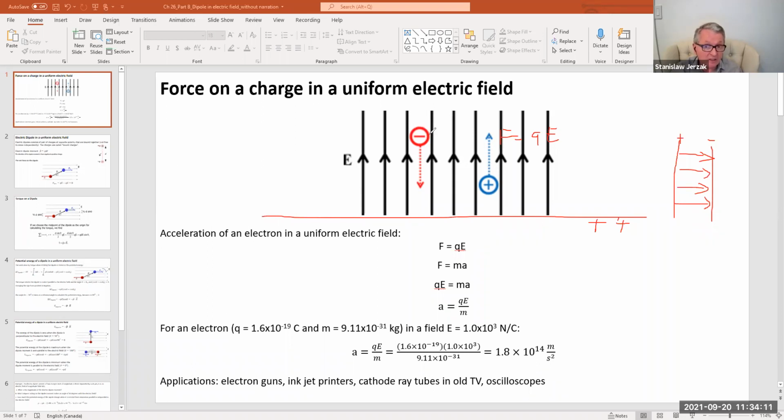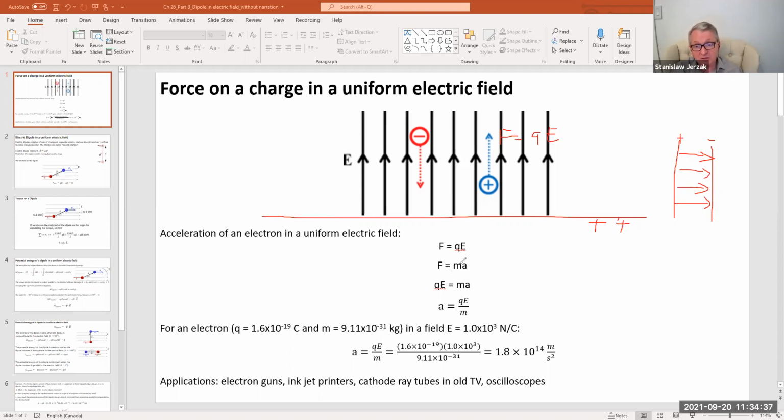Or if you put a negative charge into that uniform electric field, the negative charge will move in the direction opposite to the electric field, right? Because if that plane of charge is positive, then the positive charge will be repelled by that positive plate, and the negative charge will be attracted by it. So positive charge and negative charge move in opposite directions and gain very high speed.